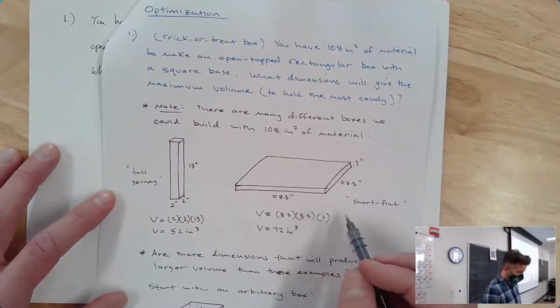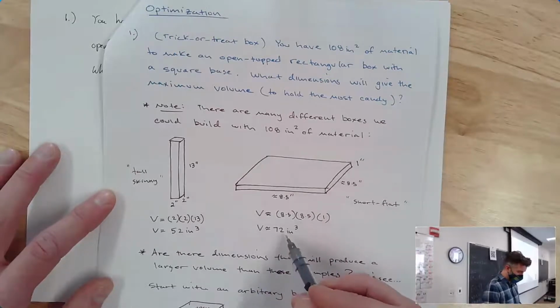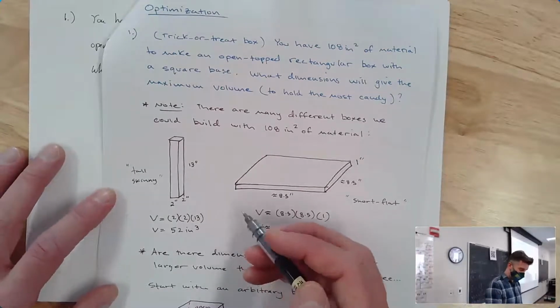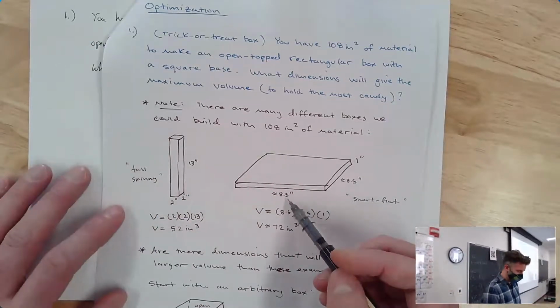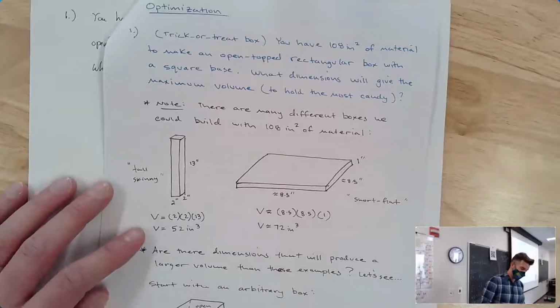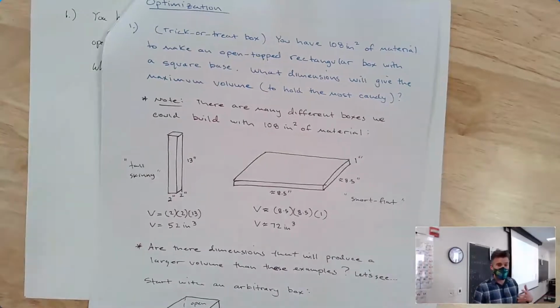And the volume there is going to be 72 cubic inches, and it does have the same amount of surface area. This 8.5 really is the square root of some number, I think the square root of 100 and something, I don't know. But the idea here is that there are a lot of different boxes that have that much surface area. We want the one that has the most volume.